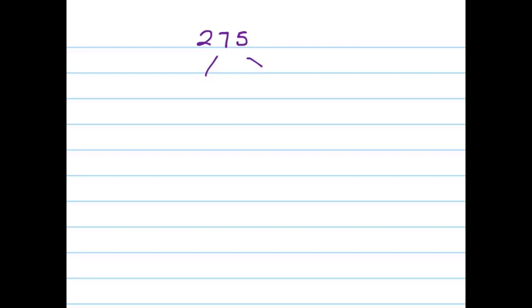Or what number? Just find a number that goes into 275. 55. Okay, so 55 times 5 gives you 275. What can we break 55 into? 11 and 5. And those are all primes, right?